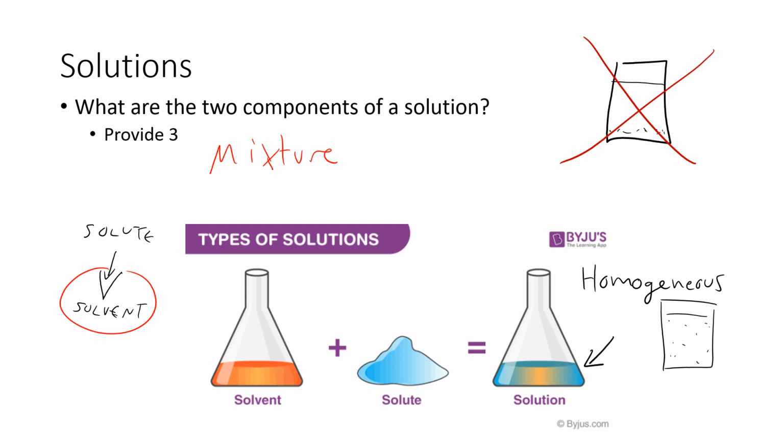So what makes a solution is that it is a homogeneous mixture, meaning that it is the same throughout. It is all the same. If you take your eye and you look at this portion, that is going to be the same as if you take your eye and look at this portion. It's going to be exactly alike.